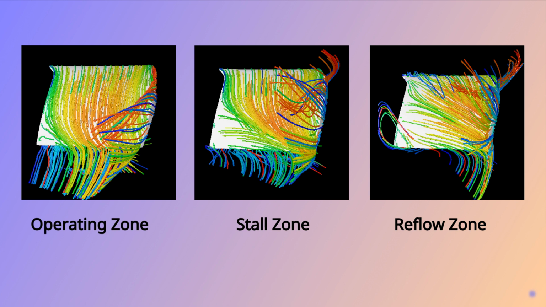In the stall zone, the airflow separation at the root of the impeller is already significant, and in the reflow zone, there is an obvious secondary return flow. If the system's operating point falls in the stall zone or reflow zone of the PQ curve, it will cause fan resonance and increased noise. Therefore, we try to make the system's operating point fall in the operating zone.